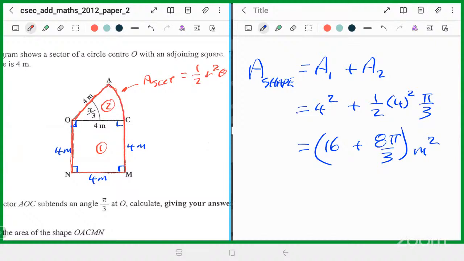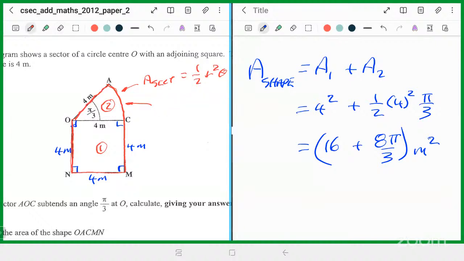So it's kind of easy, but this is 4, this is 4, this is 4, this is 4. What is missing is this arc length, which is r times theta. And r is 4.